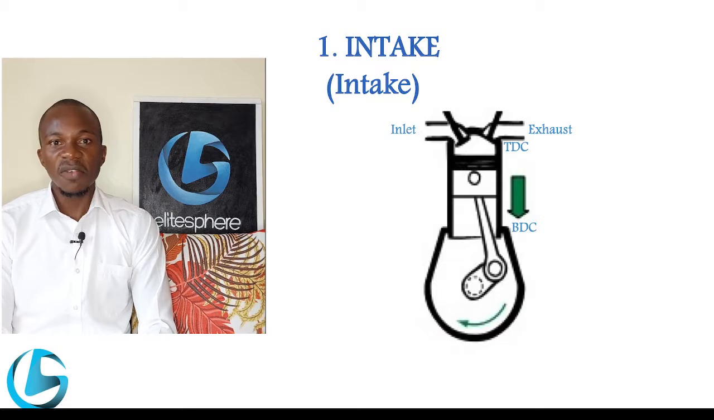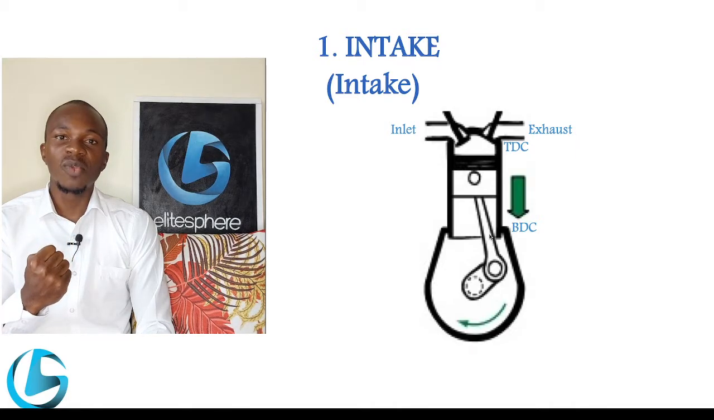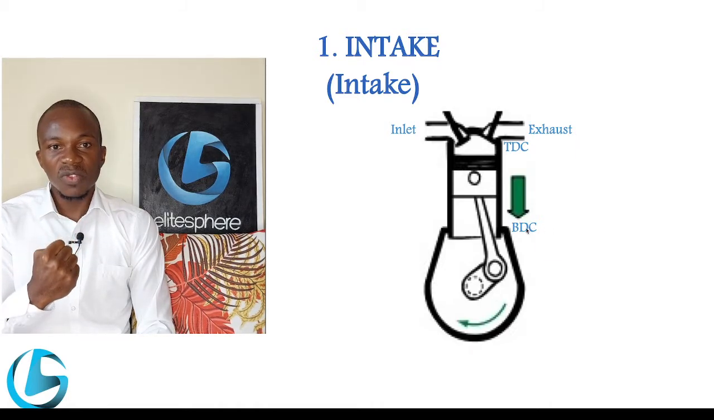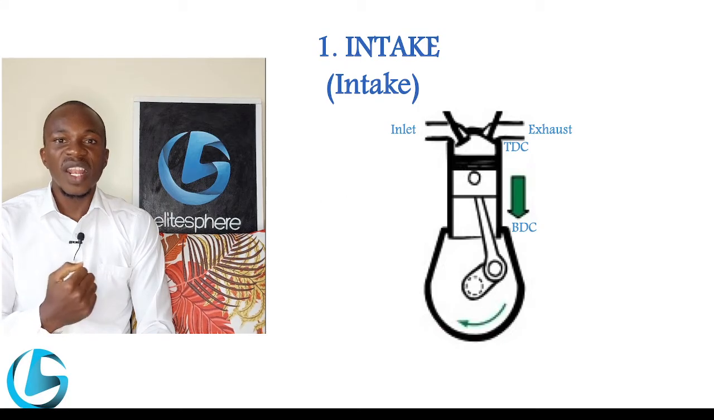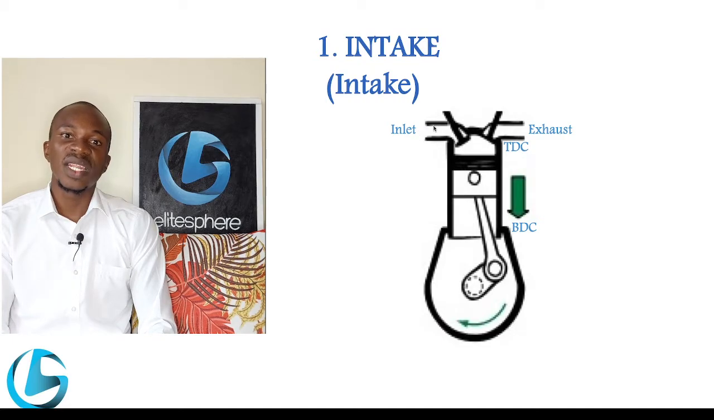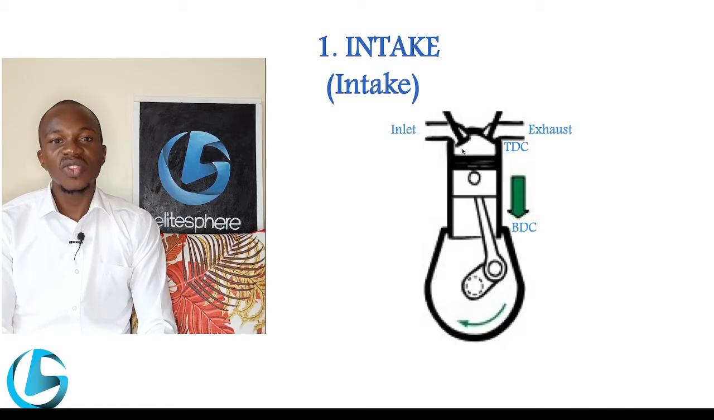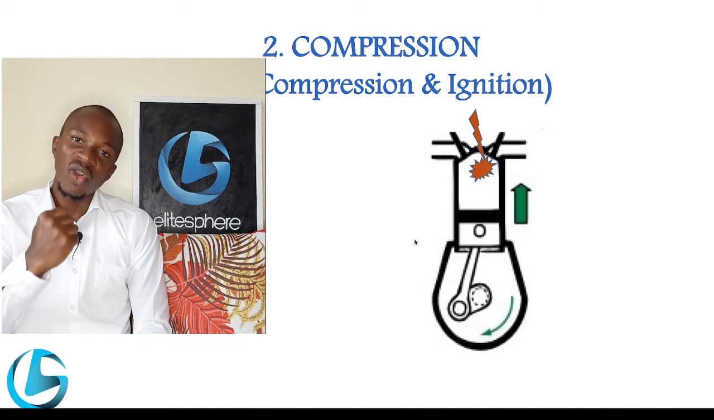The first stroke begins by the inlet valve opening in the cylinder head and the exhaust valve remaining closed. The piston travels from the top dead center going downwards inside the cylinder up to the bottom dead center. As the piston moves down, fuel-air mixture is allowed to flow inside the cylinder through the intake valve. And this is what is called an intake stroke, and the event that takes place in this stroke is the intake.